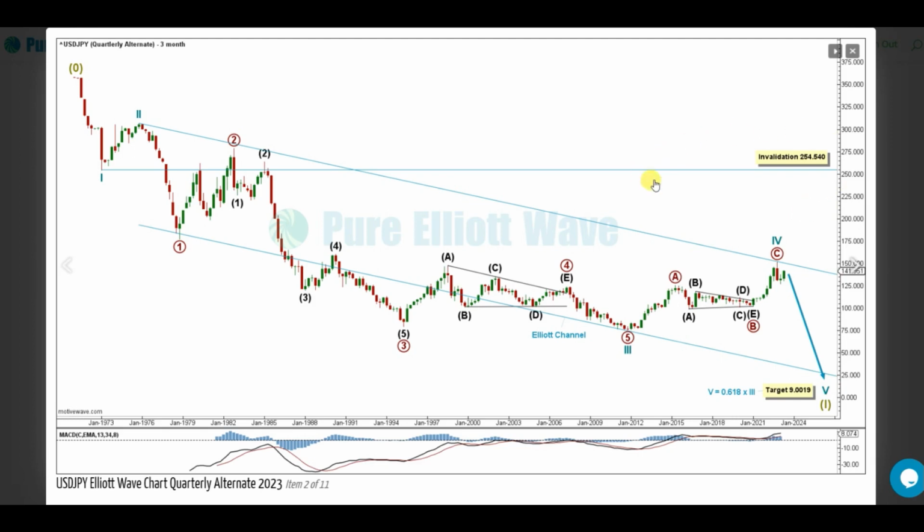Invalidation for this count sits above, where 4 cannot enter the price territory of 1 above 254.540.